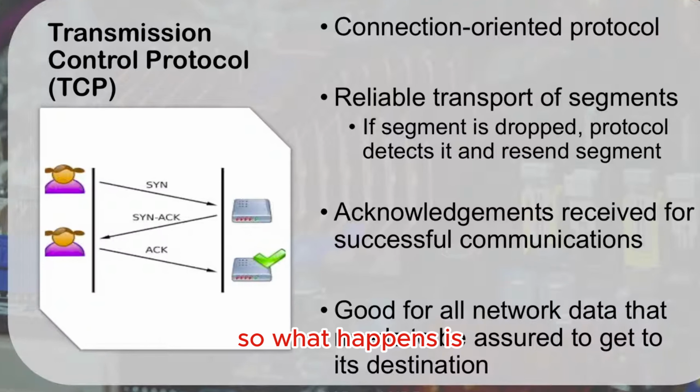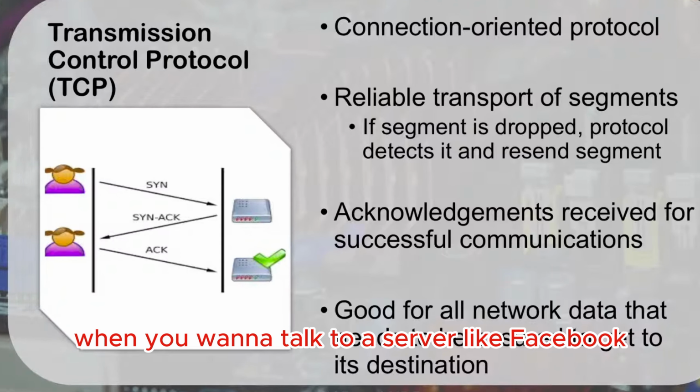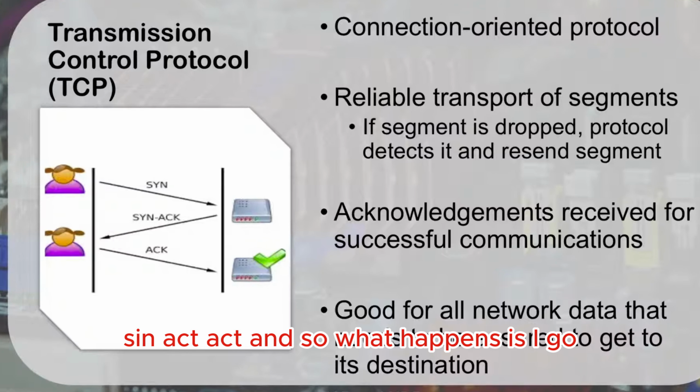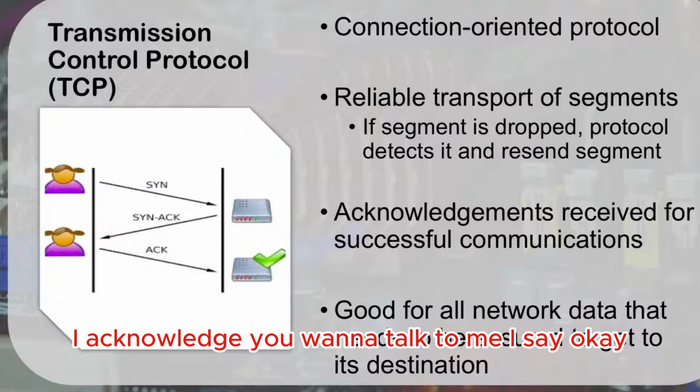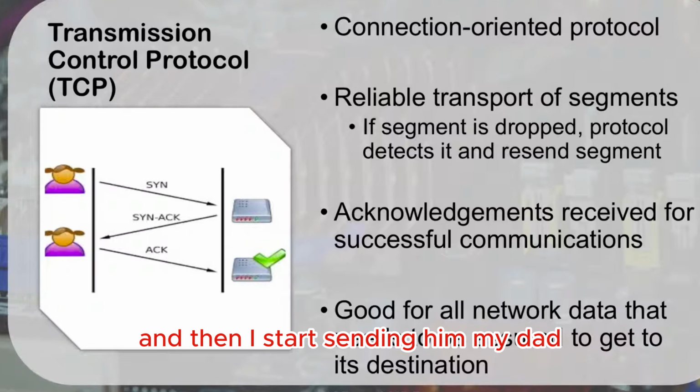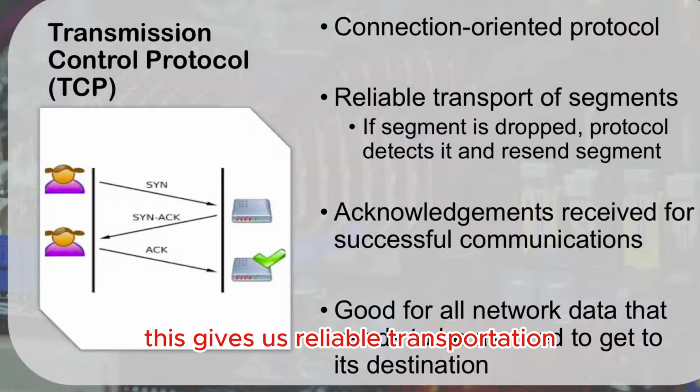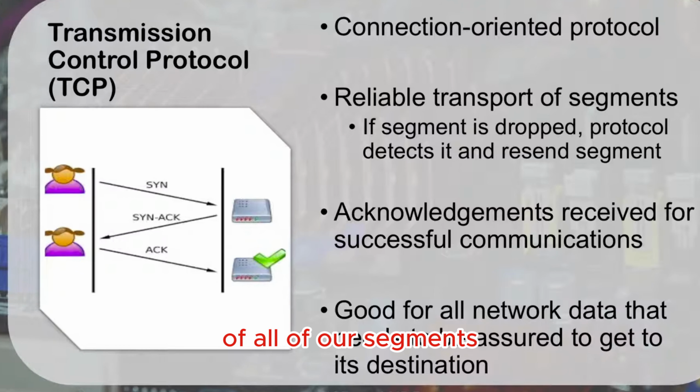So what happens is when you want to talk to a server like Facebook, you go through a three-way handshake, and it does what's called the SYN-ACK. And so what happens is I go, hey Nick, I want to talk to you. And Nick goes, I acknowledge you want to talk to me. I say, okay, I'm ready to talk to you. And then I start sending him my data. So you have this three-way handshake to make sure both parties are ready. This gives us reliable transportation of all of our segments.